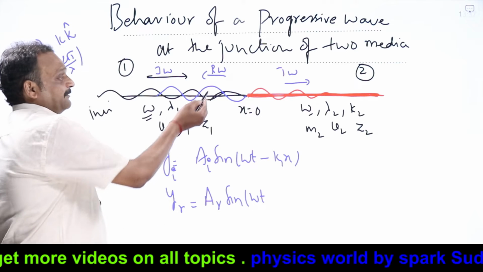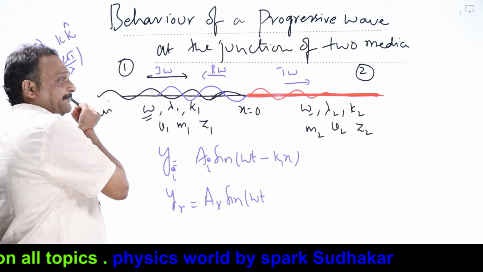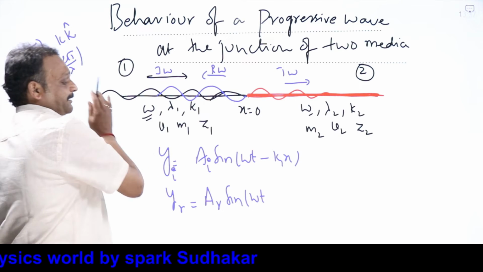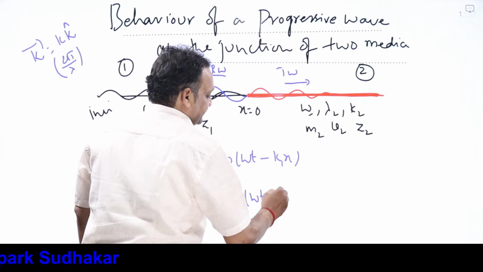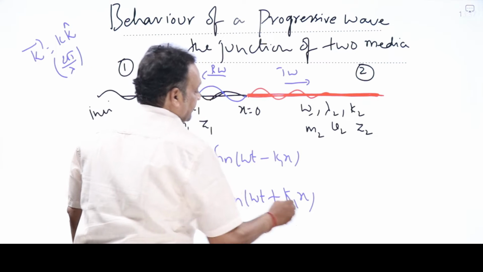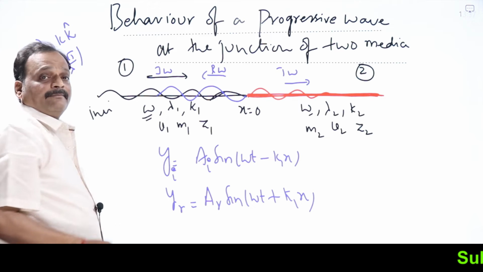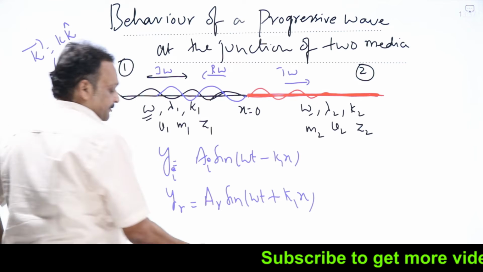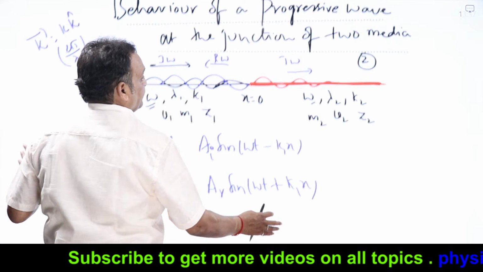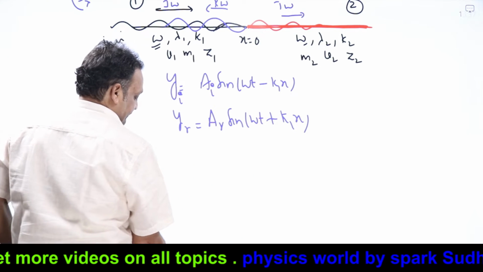Because the reflected wave is traveling in the negative x direction, opposite to the incident wave, I'll put a plus sign here: plus k1 into x, because the reflected wave is also moving in medium 1 only. Next, the instantaneous displacement of the transmitted wave, I'll write it like this.